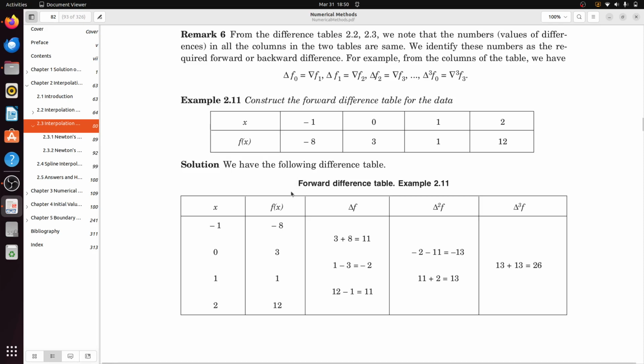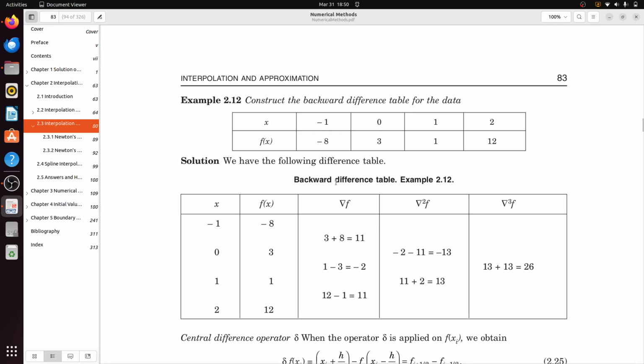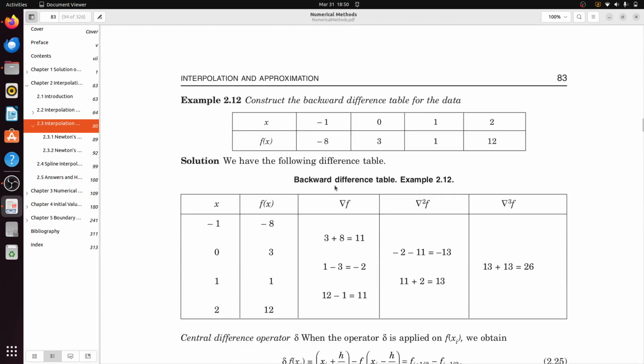Okay, so that is how we compute the forward difference table. Next, simply you can also determine the backward difference table, and the backward difference table is the same to compute. So there is no difference between the forward difference table and the backward difference table.